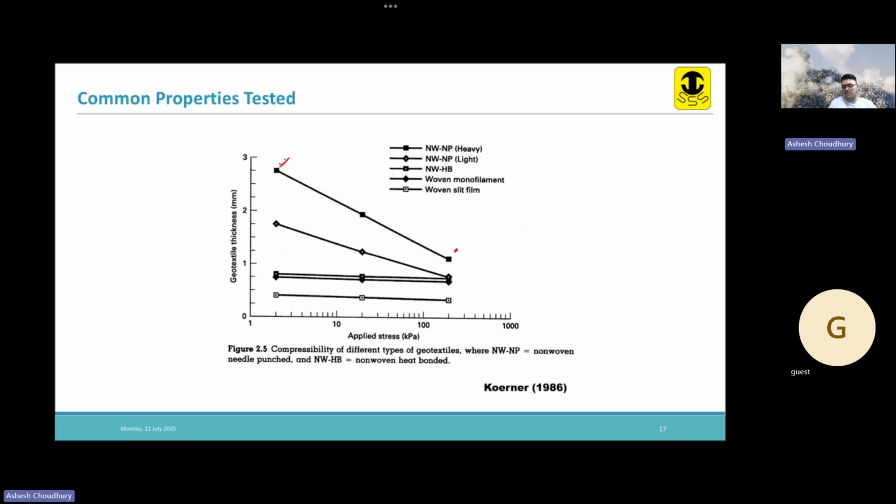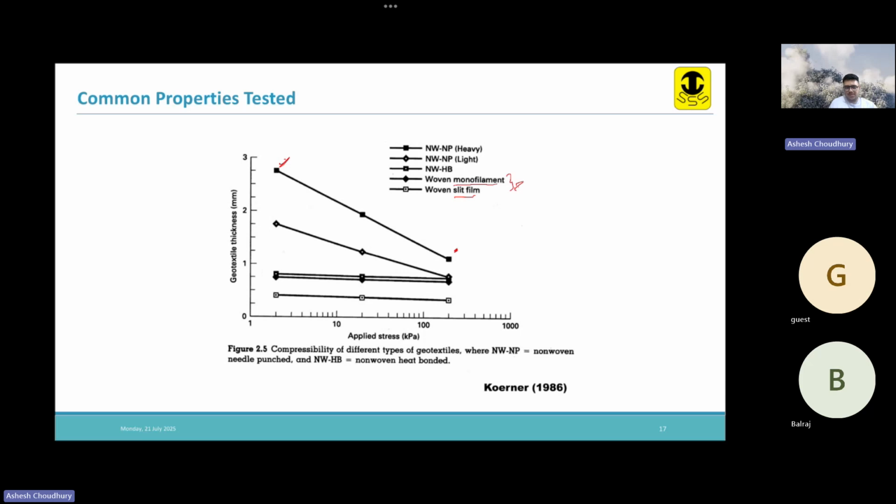Then you have non-woven needle punched light, then non-woven heat bonded, woven monofilament, and woven slit film. What monofilament and slit film are, I am not discussing now, but I suggest you go through the learning videos and the book, where it is given in detail. Similar to non-woven geotextiles, which have needle punched or heat bonded categories, woven geotextiles come in monofilament type or slit film type. There are two different types, which you can also see in the book Designing with Geosynthetics.